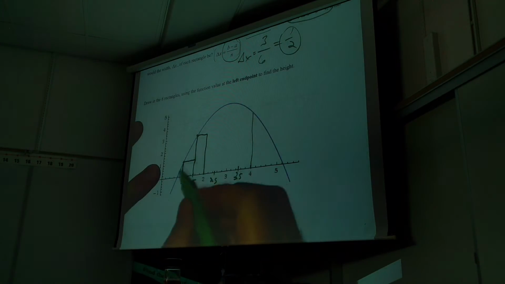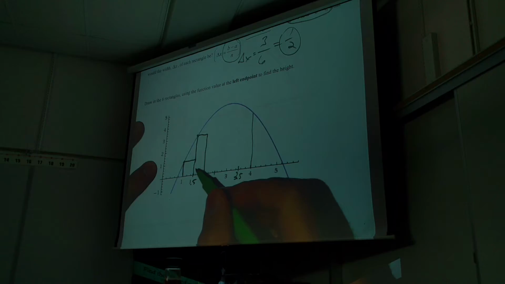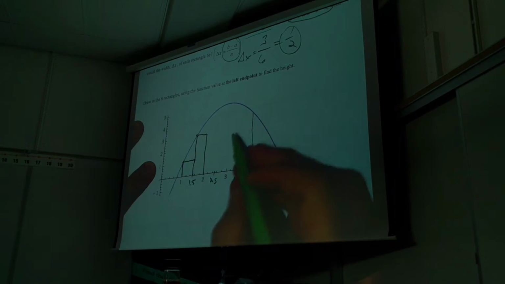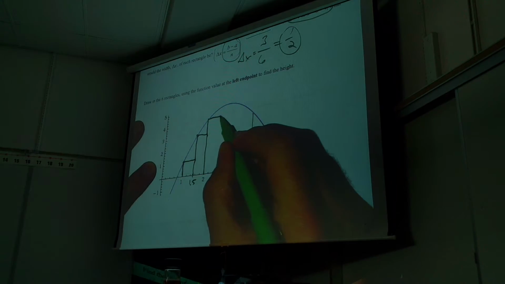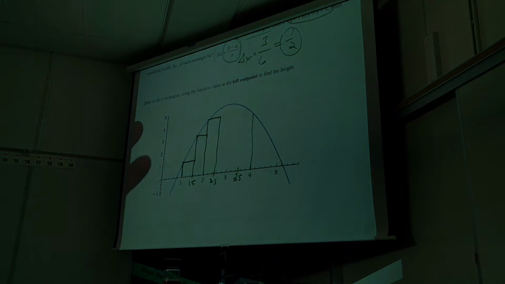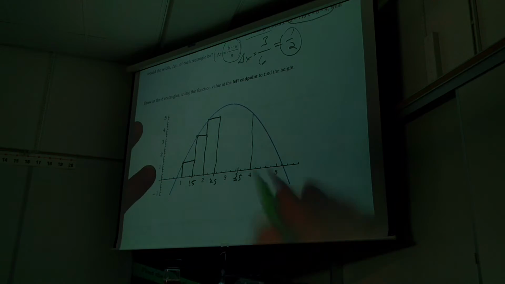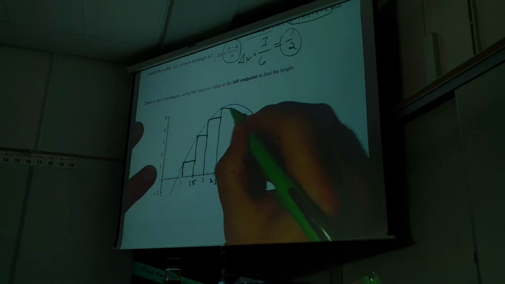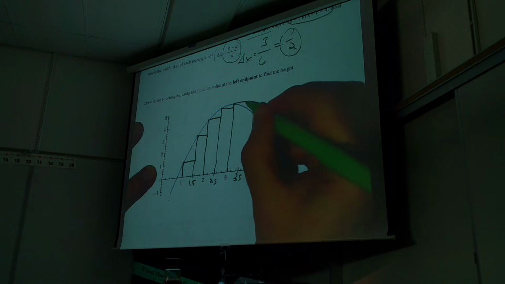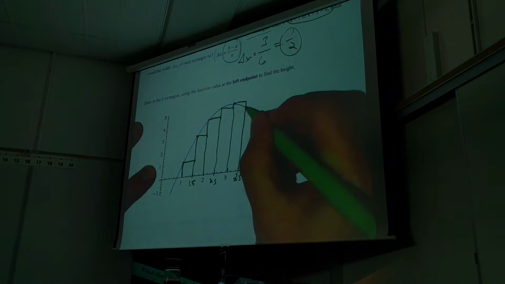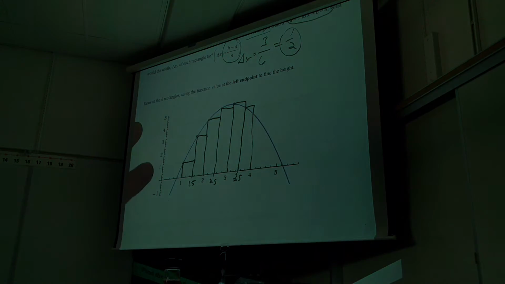So far I've got a what kind of estimate? Underestimate. I like it. So the next rectangle is governed by the height at 2. Are you guys kind of with me here? Yeah. Alright. And then this one is governed by that, and then at 3, and then there.